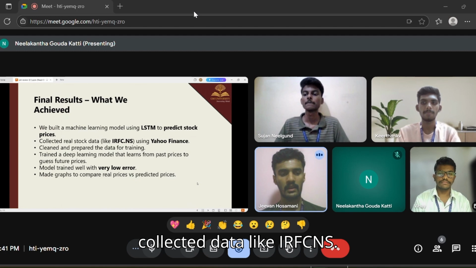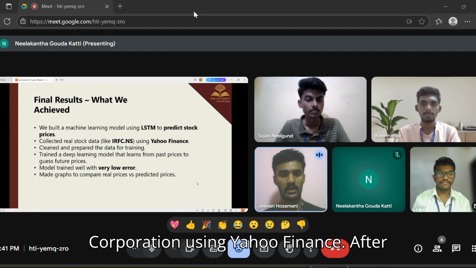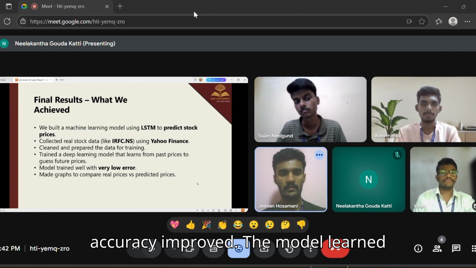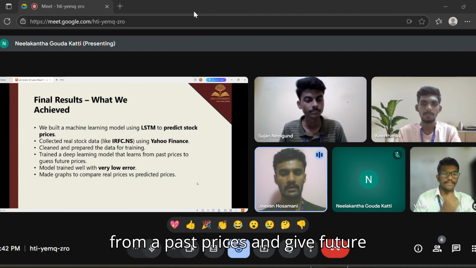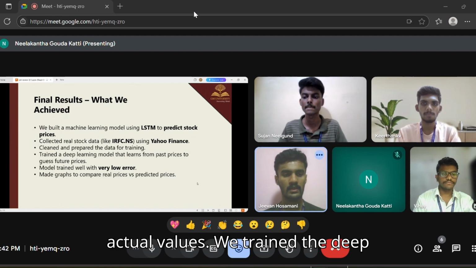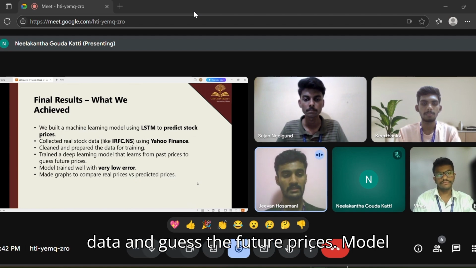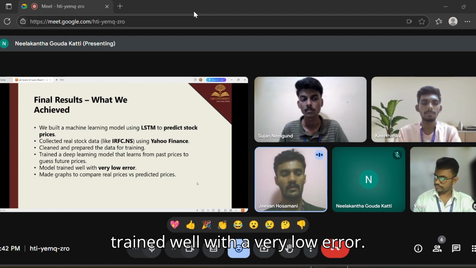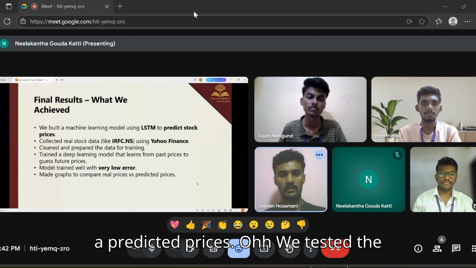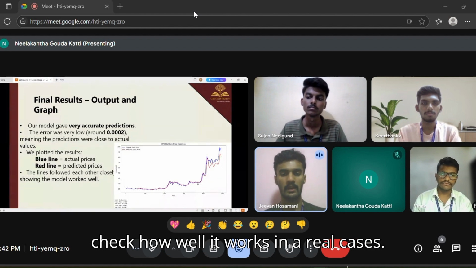We collected data for IRFC.NS, where IRFC stands for Indian Railway Finance Corporation, using Yahoo Finance. After cleaning and scaling the data, the accuracy improved. The model learned from past prices and gave future predictions that were very close to actual values. We trained the deep learning model to learn from past data and guess the future prices. The model trained well with a very low error. We made a graph to compare real prices and predicted prices. We tested the model using separate data to check how well it works in real cases.